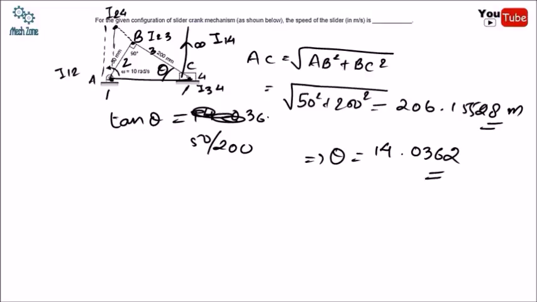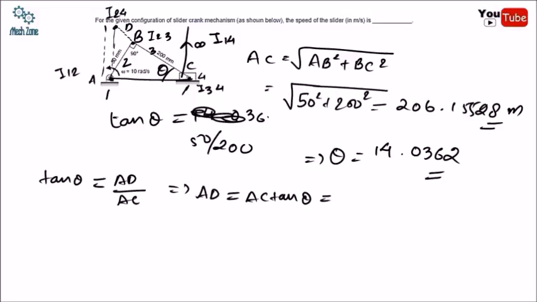Now what we will do is, we know that tan theta, and let this point be D. So tan theta is AD upon AC. So from here AD would be equal to AC tan theta, and this is coming out to be 51.53 millimeters.